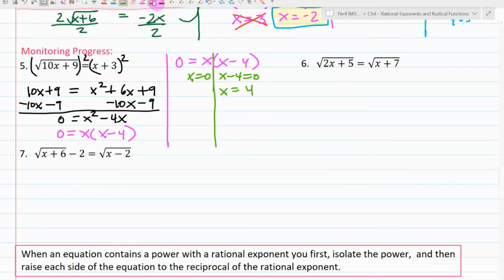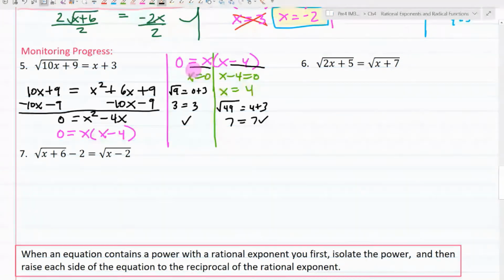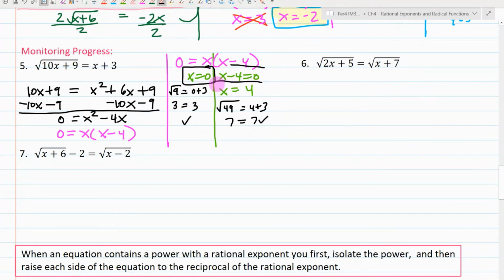And then we need to check them. So if I check x equals 0, then I get the square root of, if I put a 0 here, then I get the square root of 9 is equal to 0 plus 3. And so that works. And if I check 4 in the original equation, then I get the square root of 49 is equal to 4 plus 3. So 7 equals 7. They both work. So I get x is equal to 0, x is equal to 4, and there are no extraneous roots in this one, no extraneous solutions. Both answers work.